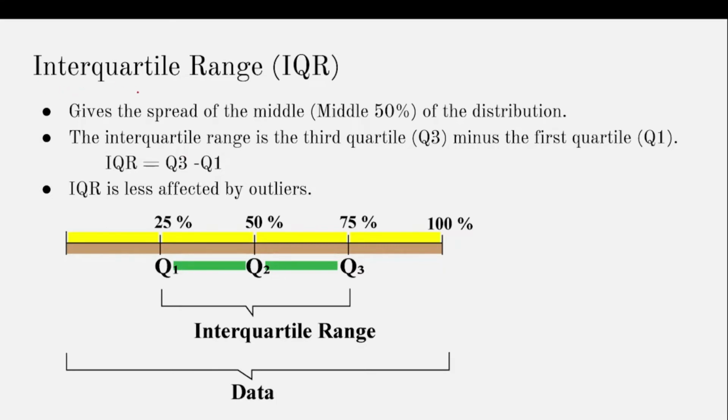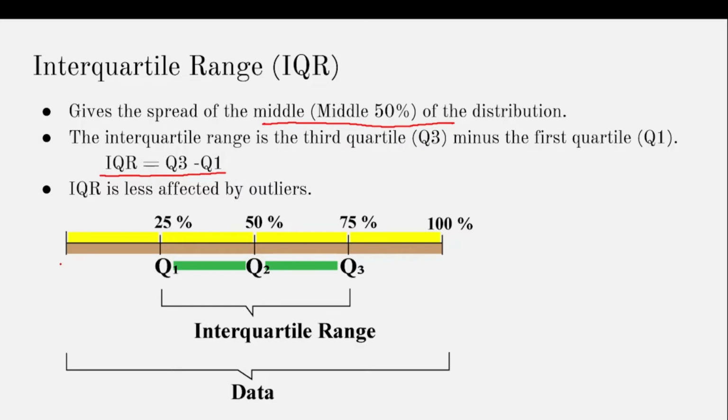Interquartile range gives us the spread of the middle 50% of the distribution. It is a very important measure of variability. Why? Because mostly we are concerned with the middle 50% or the top 50% of the data points. In that case, IQR comes into picture. IQR is simply calculated as Q3 minus Q1 or third quartile minus the first quartile.